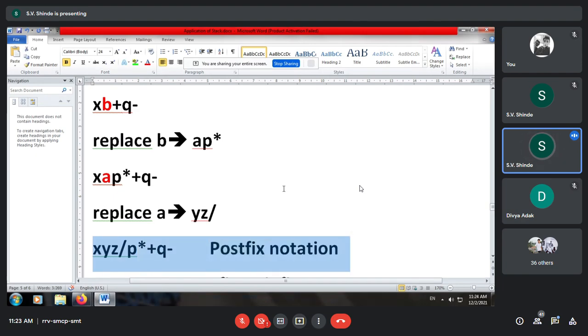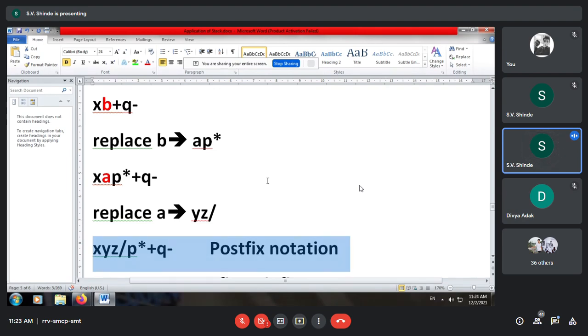Yes, participants, did you understand the systematic, simple way, we can say, of how to convert an infix expression into a postfix notation? Yes, participants understood it.